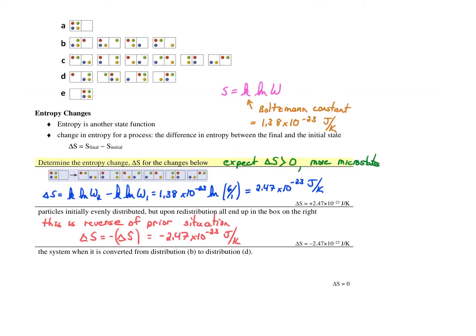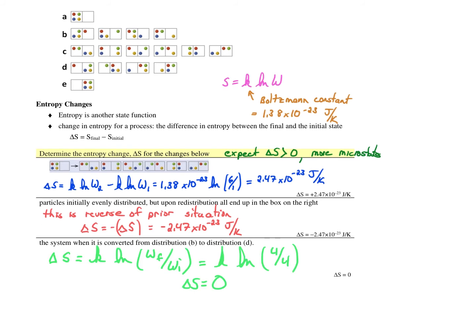Finally, we want to consider the change where the system is converted from B to D. As we see, situation B is a 3-1, and it's essentially equivalent to a 1-3 situation. Each of these has 4 associated microstates. And here we see we have no change in entropy. We have the same number of microstates in the final situation as the initial situation. The natural log of 4 over 4 is going to go to 0, so delta S is 0 as expected.